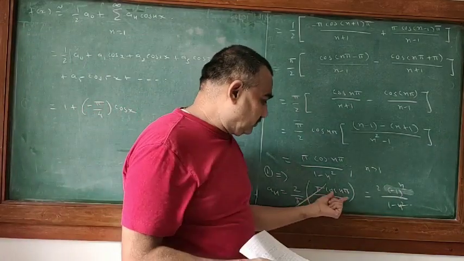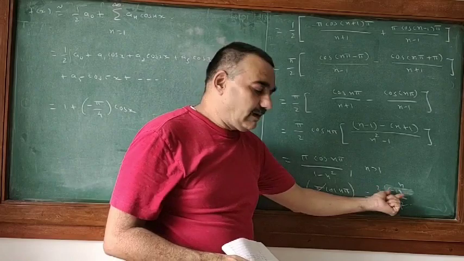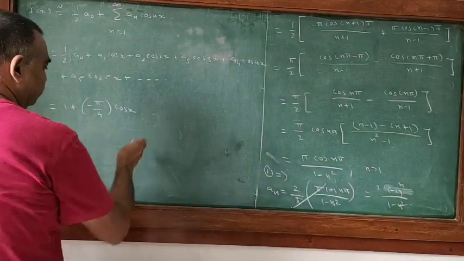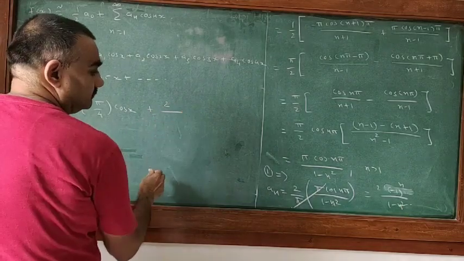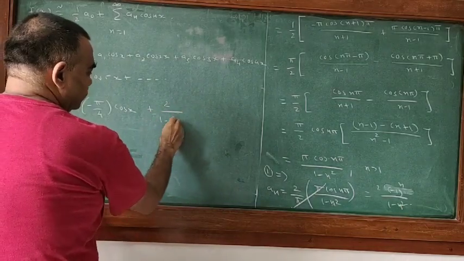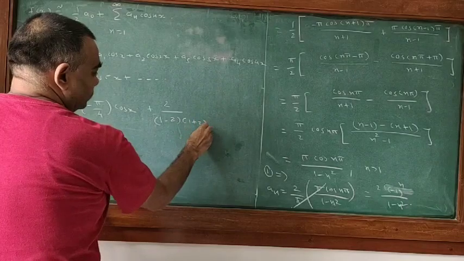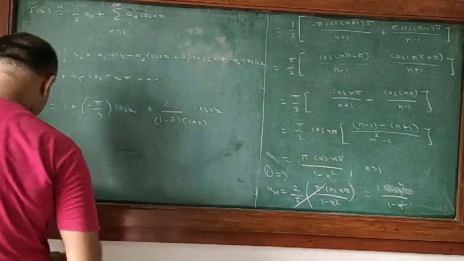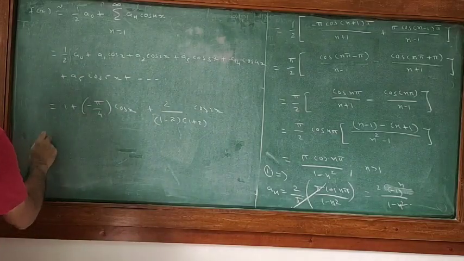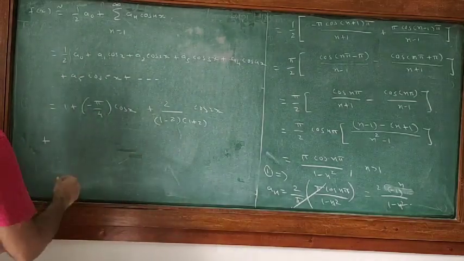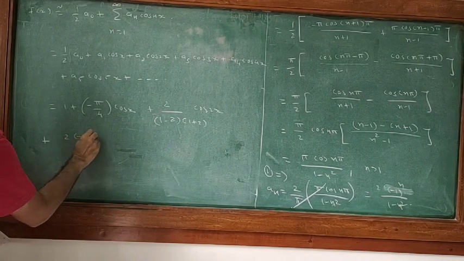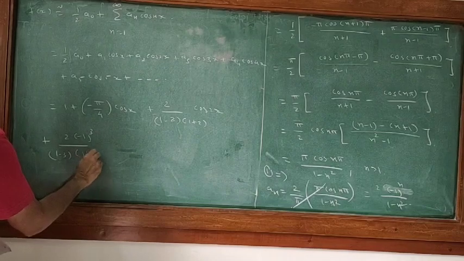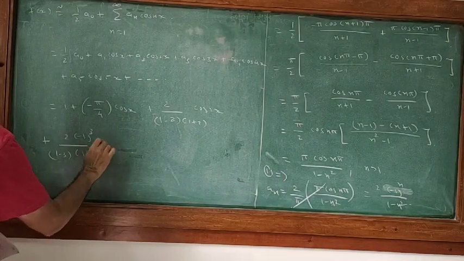So value of cos 2 pi will be 1, or minus 1 square will be 1. So it is 2 upon 1 minus 2, 1 plus 2 into cos 2x. Sorry, cos 2x plus, then value of n equal to 3. So it is 2 minus 1 cube upon 1 minus 3, 1 plus 3 into cos 3x.